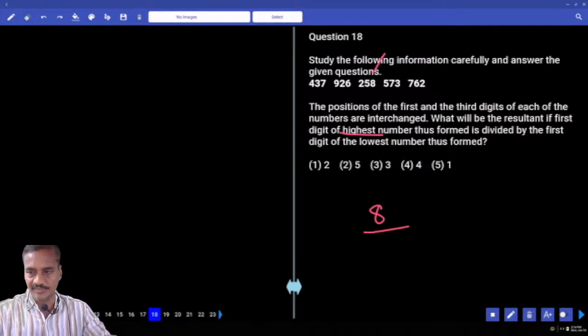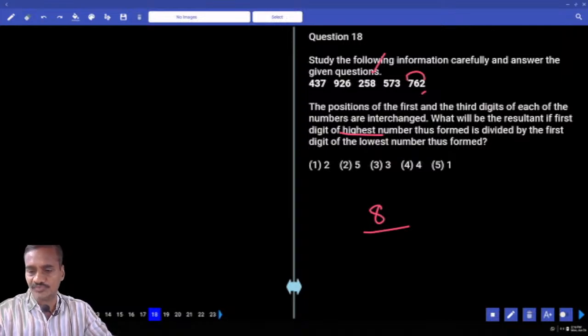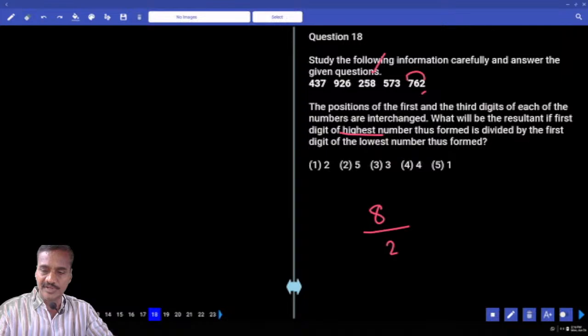Now divided by what? The first digit of the lowest number. Now what is the lowest number here? The lowest number is 2. Now 2 is coming to the first place as the first digit of the lowest number. So 8 divided by 2 is 4, choice 4 for question 18.